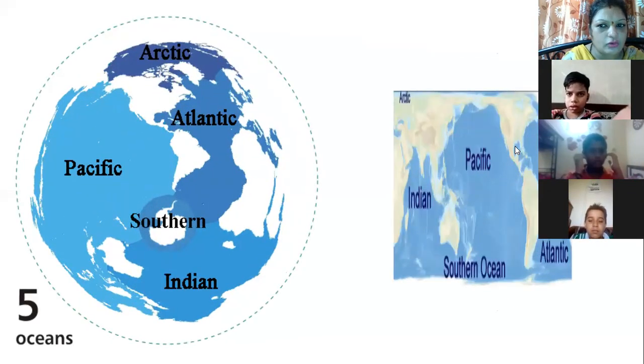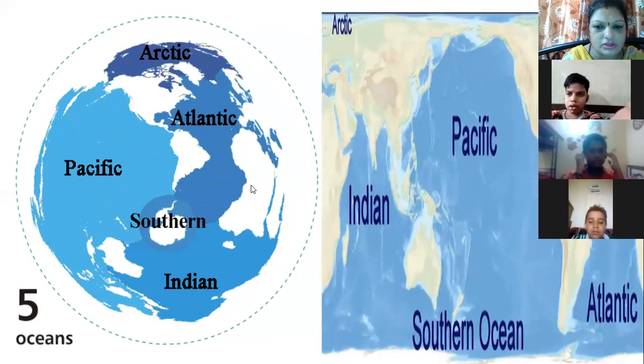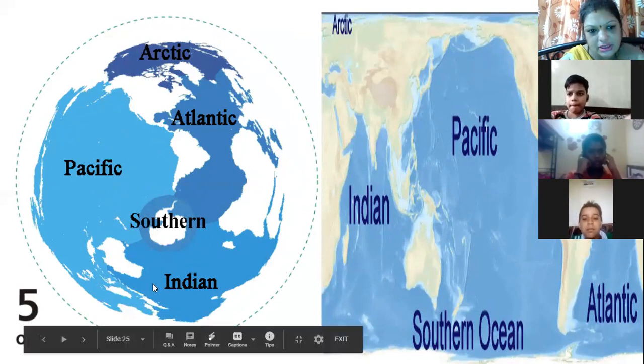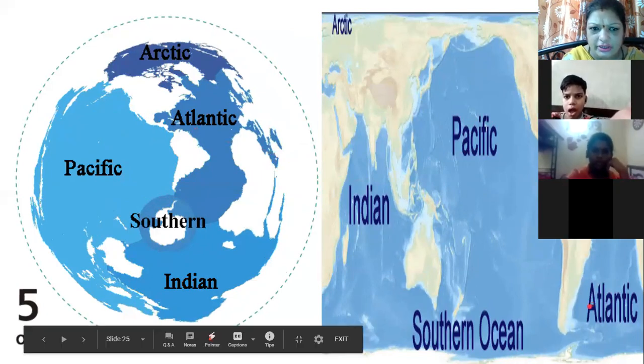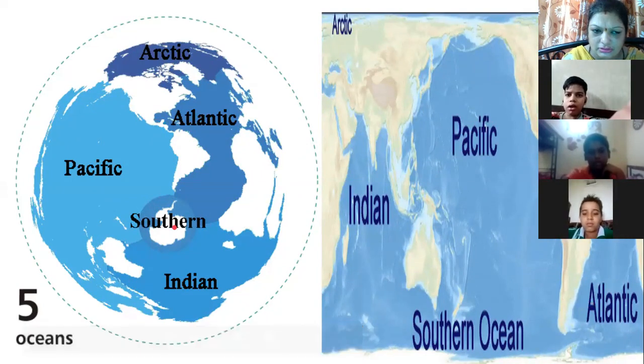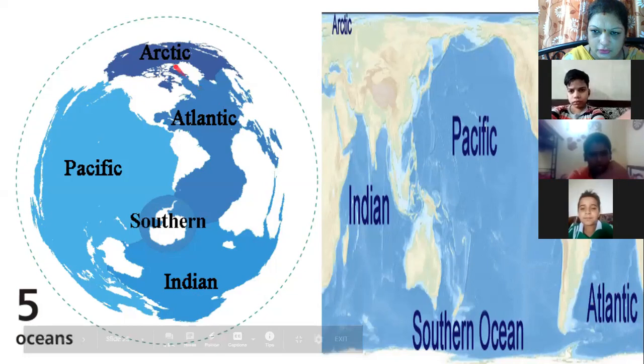Now, as you saw, there are a total of 5 oceans on the earth. On our earth, we have 7 continents and 5 oceans. So which are these oceans? The first one is the Pacific Ocean. You can see I have shown both the pictures over here. Then we have the Atlantic Ocean. If you see according to the world map, here is the Atlantic Ocean. Then we have the Southern Ocean to the south. We have the Indian Ocean and the Arctic Ocean.